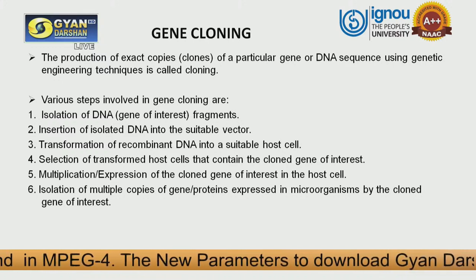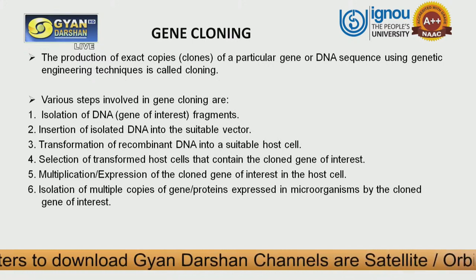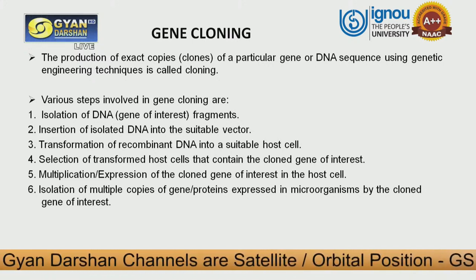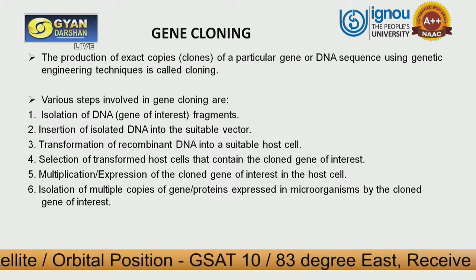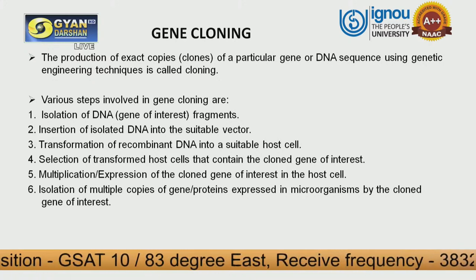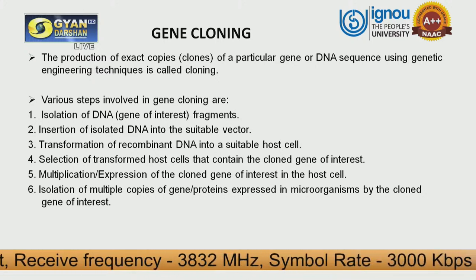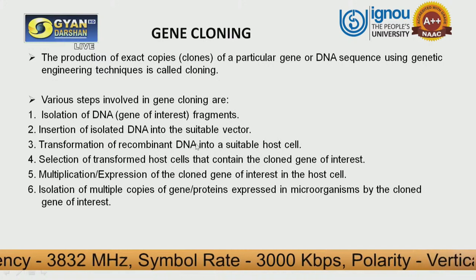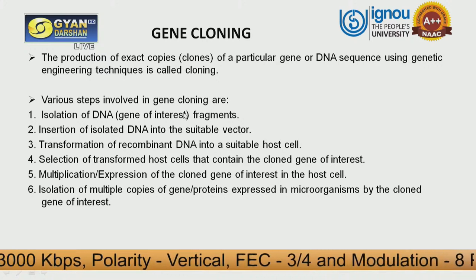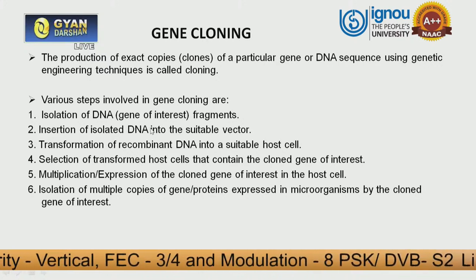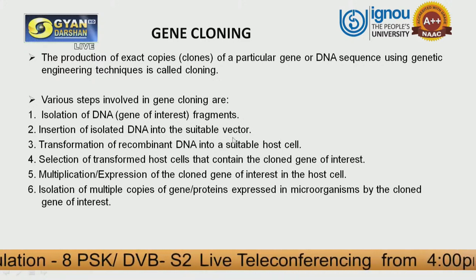Since the overall purpose of studying different components of this DNA recombinant technology is that the final aim is to clone a gene. So to clone a gene, there are certain steps to be followed. What are those steps? The first step is the isolation of the DNA. Here, the DNA means actually the gene of interest or DNA fragment which we want to clone. Then second is the insertion of the isolated DNA into a suitable vector, as I have already explained.